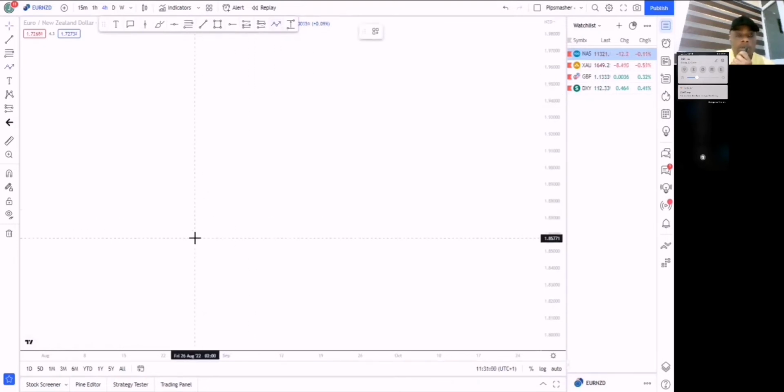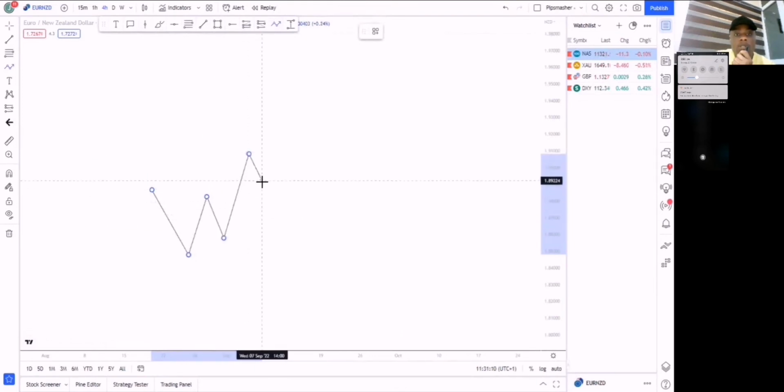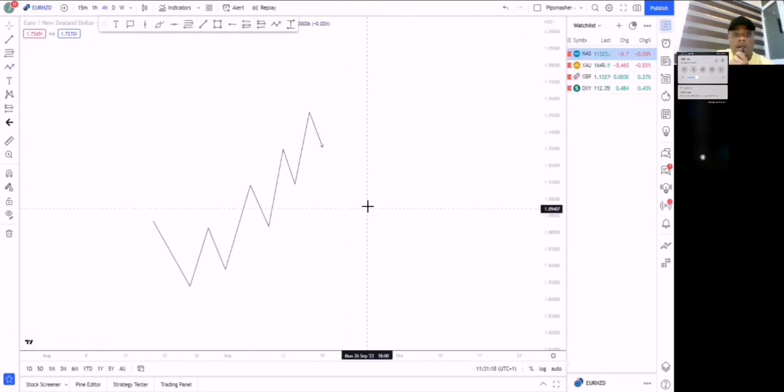So for an uptrending market, the market goes like this. Let's say previously we were coming down, and then the market starts pushing up. An uptrending market makes higher highs and higher lows, higher highs and higher lows. So this is basically how an uptrending market moves.